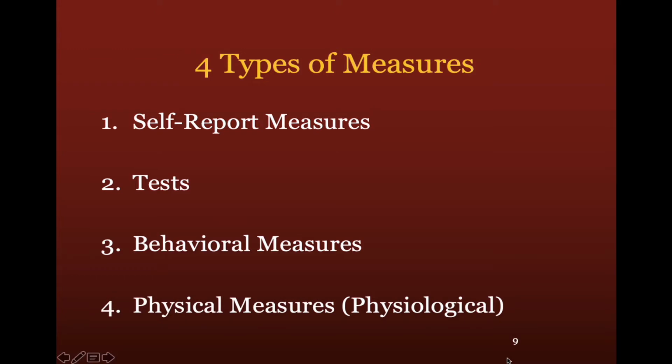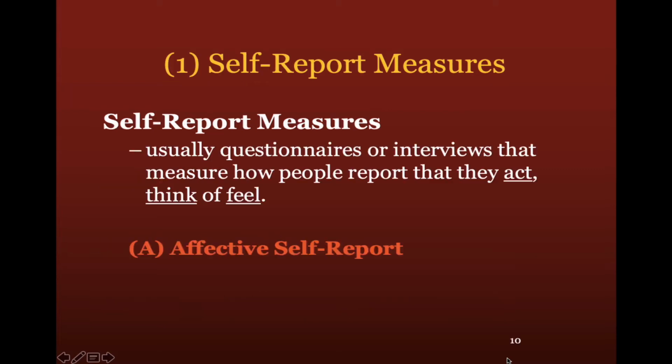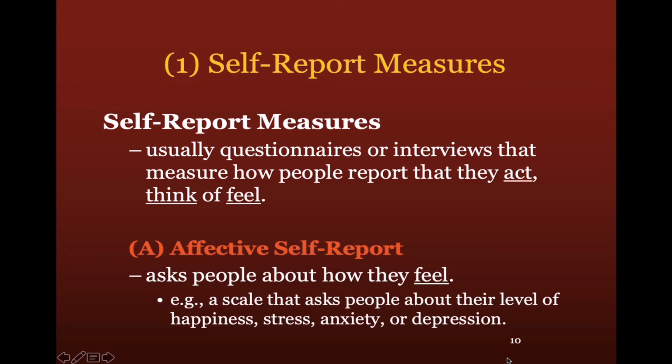And what I want to do next is talk about 4 different types of measures. So you have self-report measures, tests, behavioral measures, and physical, or oftentimes called physiological measures. So self-report measures are what they sound like. People are self-reporting either how they think, feel, or act. So I tried to make it into an acronym for you. So the first one is affective self-report. So you ask people how they are feeling. Affect is about emotions, about feelings, right? So you can give them a scale that measures their anxiety level or their level of depression. Those are all affective self-report measures. So that's the A in our acronym here.